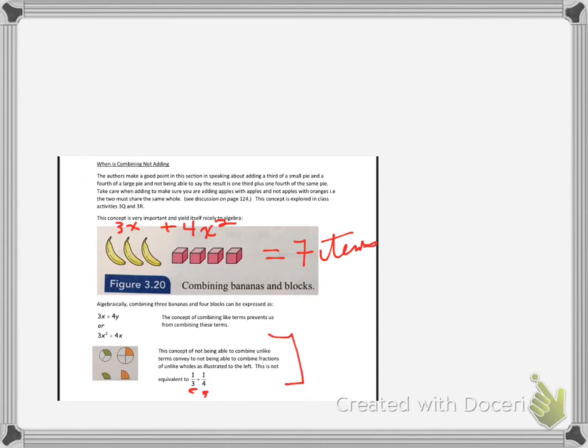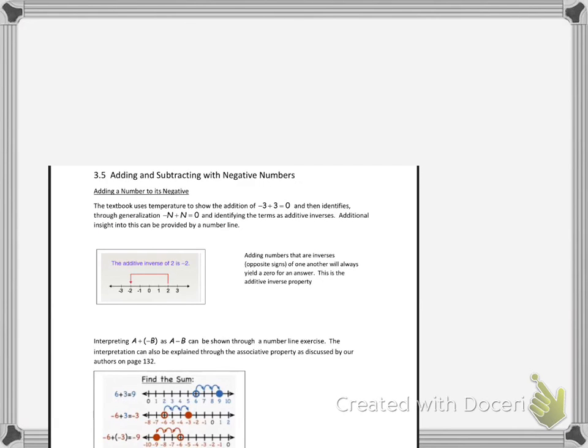Okay, so I thought those were some subtle things that are actually very valuable for high school students to have had reinforced when they were in grade school. So the textbook next goes into 3.5, which is adding and subtracting with negative numbers. Our textbook does a nice job of using temperature to show the addition of a negative or positive, and then it generalizes it to variable terms, and really it's identifying additive inverses.